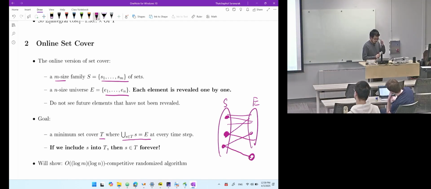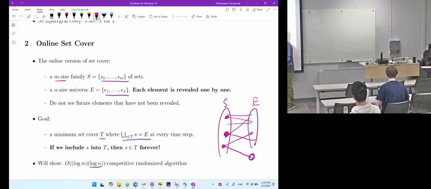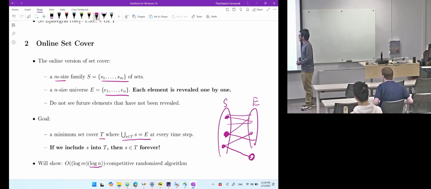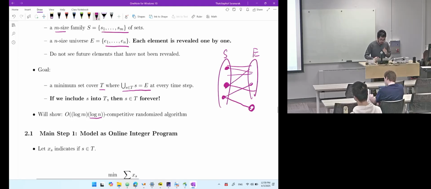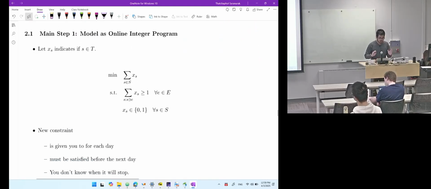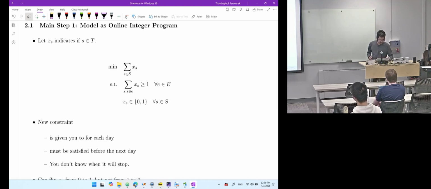Okay. So we have seen an algorithm that is a log n approximation in the offline setting. What we're going to see today is that if we pay another log m factor, it can work even in the online setting. The same steps, right? I'm going to go a bit more quickly.